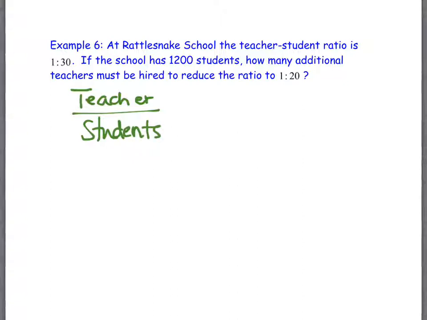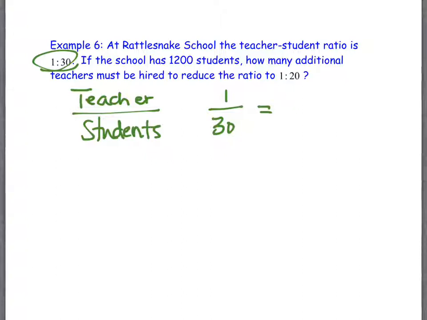Teachers compared to students. So I'm starting out with a ratio that says that this is 1 to 30. So this means 1 teacher to every 30 students. That's a ratio, it's not the actual number, right? I don't have 1 teacher and I don't have 30 students. In fact, there may not be a single class in the building that's exactly 1 to 30. But the overall ratio is.